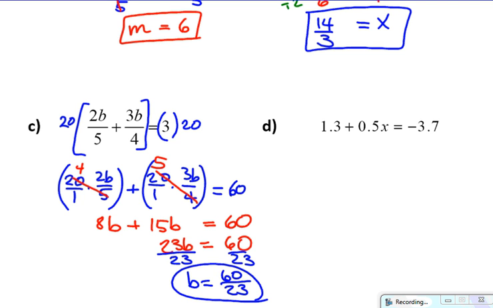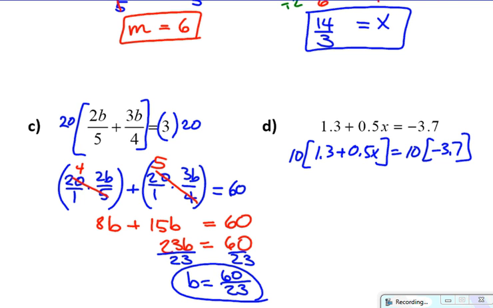Example D has got decimals, and it just has one decimal in each of these numbers. So to start off and simplify and get rid of the decimals and make this a little easier problem, I'm going to multiply through by 10. I just need to move each of these over one place. So I'm going to multiply by 10 on the left side and 10 on the right side.